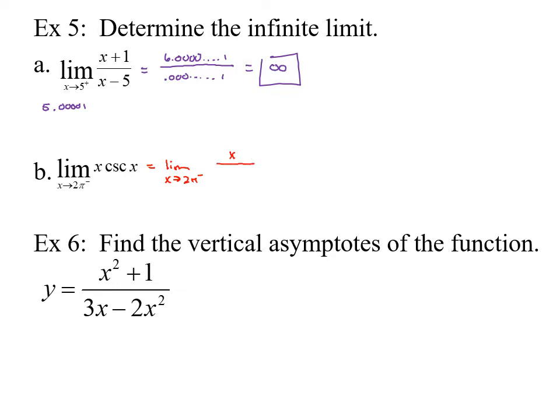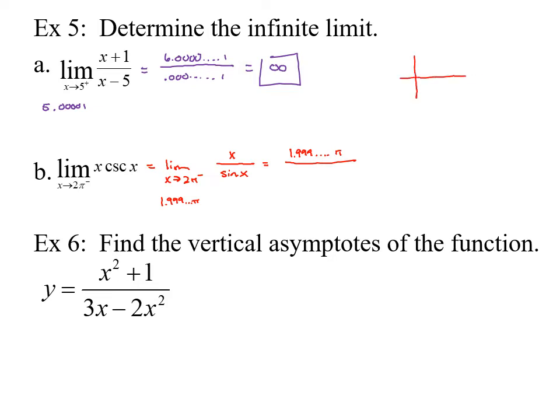So if I leave the x on top, I can flip cosecant over and make it a sine function on the bottom. Now, if I were to plug 2 pi from the left in here, remember, that's kind of the same thing. So from the left, that would be 1.999... pi. If I plug that in, that would be 1.99... pi over sine. Now, what happens when you plug that into a sine function?